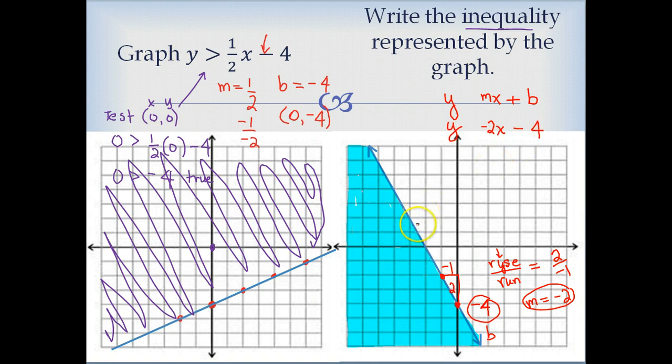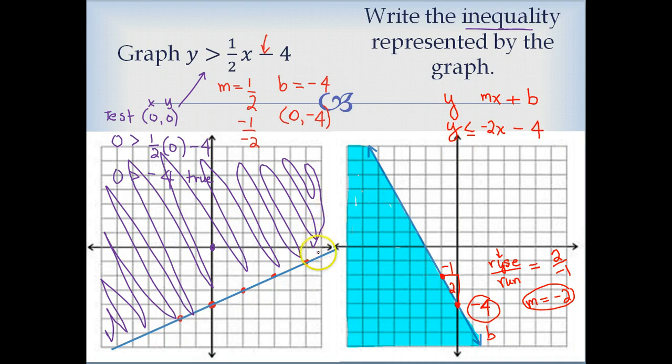Now, some students can look at this visually and figure this out. Since the shading here is on the left side of the line, you can think of those numbers as less than the graph. And because this is a solid line, it would be less than or equal to. Okay? And that's kind of the way you look at it.